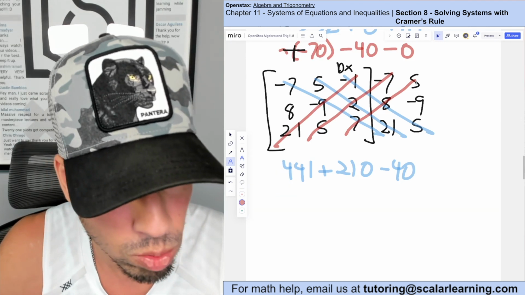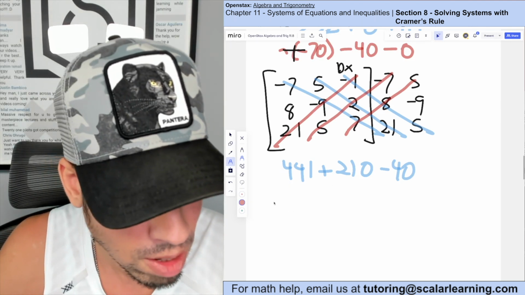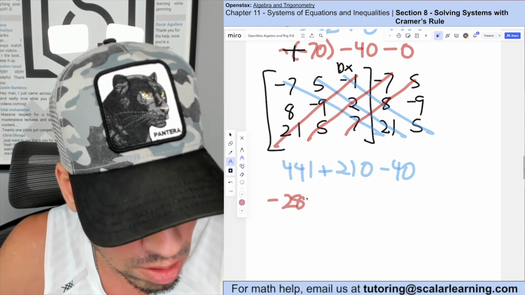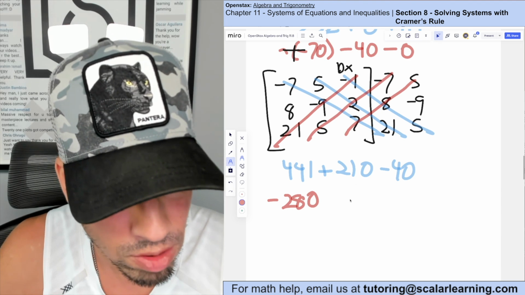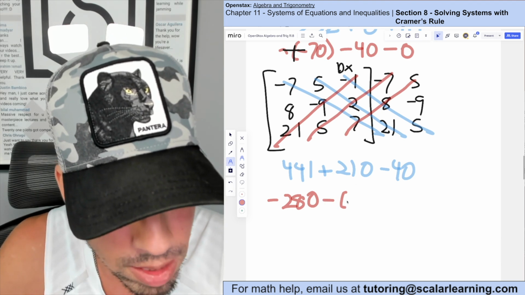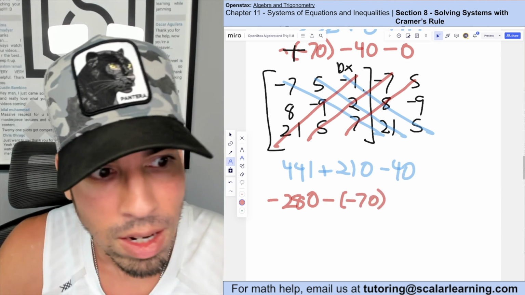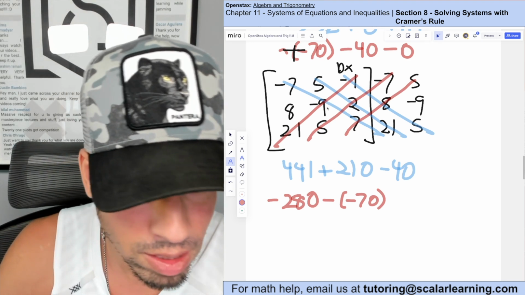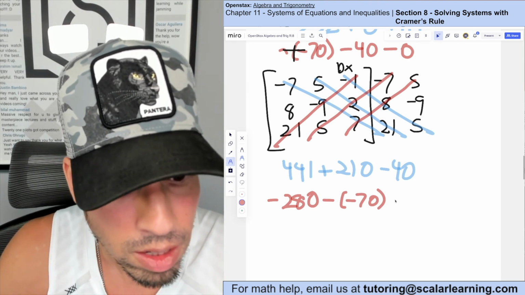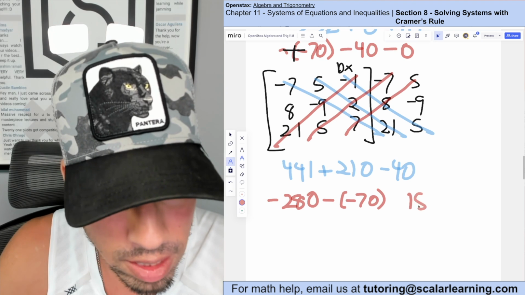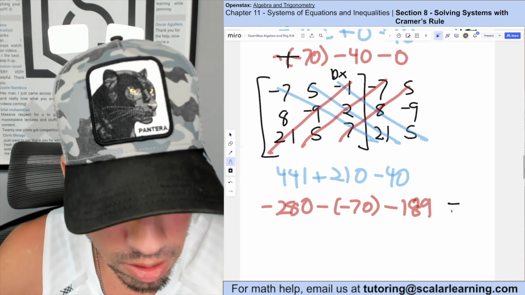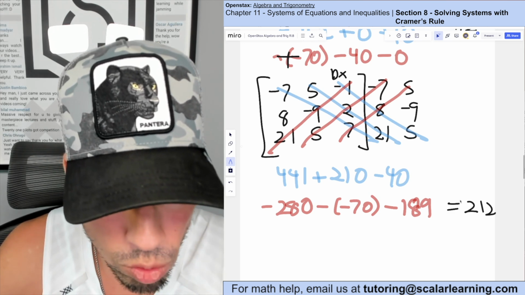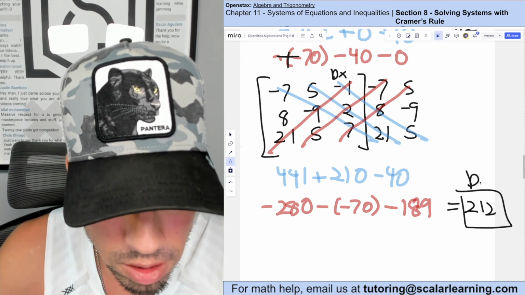Now we're going to do these ones. 5 times 8 is 40, times 7 is 280, but we're minusing it, so negative 280. And then 5 times 2 is 10, times negative 7 is negative 70, but we're minusing negative 70. And then last but not least, negative 1 times negative 9 is 9, times 21 is 189. And again, we're minusing that. And when you combine everything together, we get positive 212. So this is my dx.